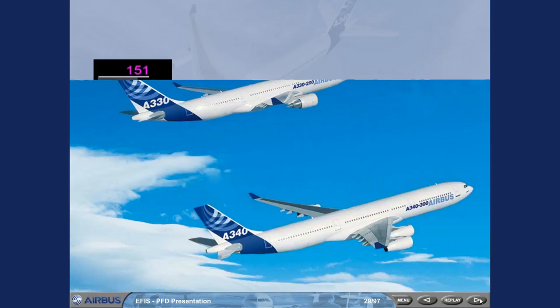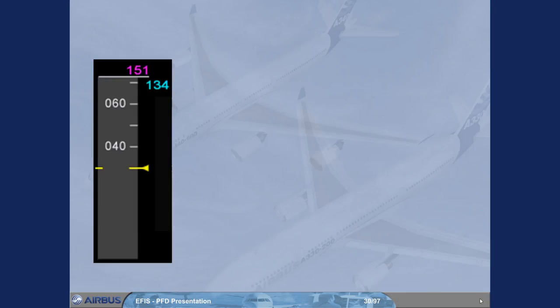During the takeoff roll, a blue decision speed, V1, and a magenta V2 speed are shown. Notice that since these speeds are beyond the visible scale, they are shown as numbers.